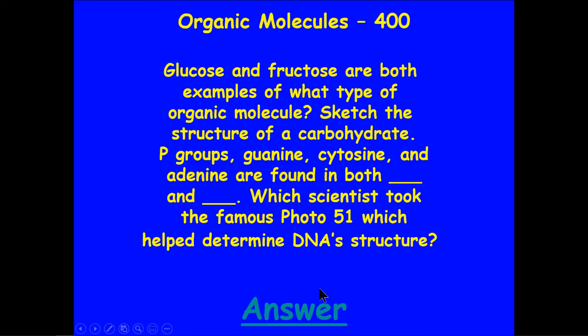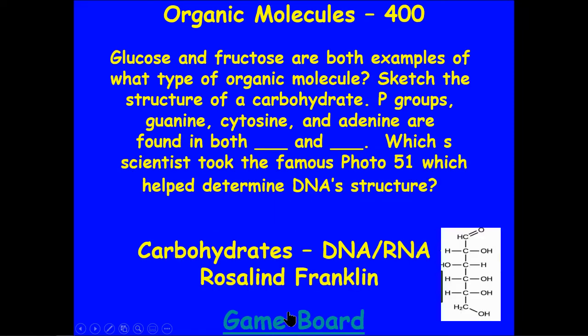Answers coming in 5, 4, 3, 2, and 1. All right, so carbohydrates are glucose and fructose. Of course, phosphate groups, guanine, cytosine, and adenine are found in both DNA and RNA. Note, uracil is RNA, thymine is DNA. Sugars are different too. This is what a carbohydrate looks like, and Rosalind Franklin took the famous Photo 51.